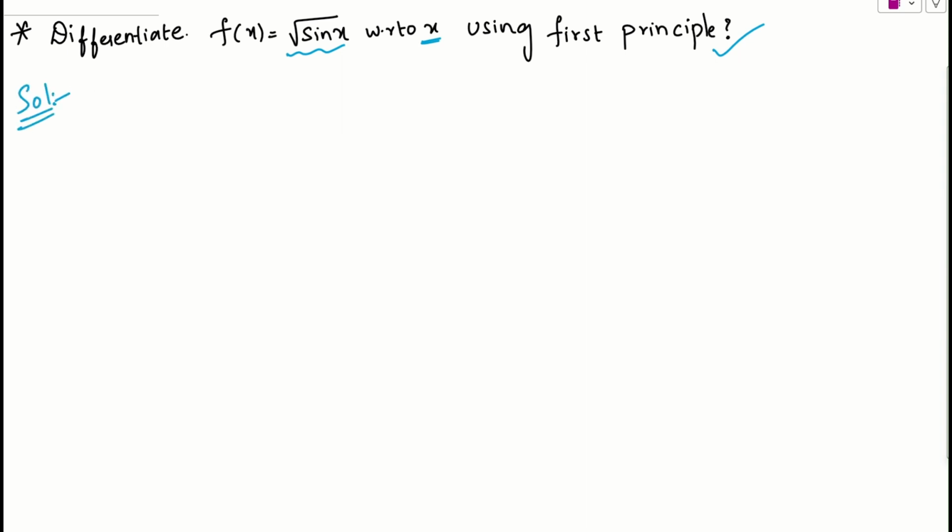So we already know the formula: if a function is differentiable, what is the formula here? I can simply write f dash of x. This is simply limit h tends to 0, let me write it down, limit h tends to 0 of f of x plus h minus f of x by h. This is the formula for the derivative, right?